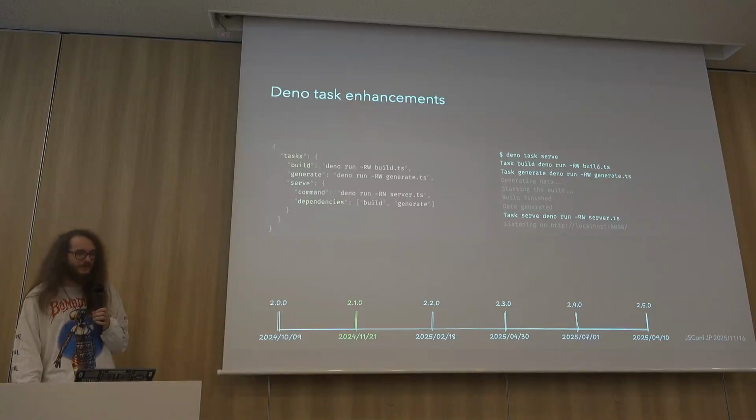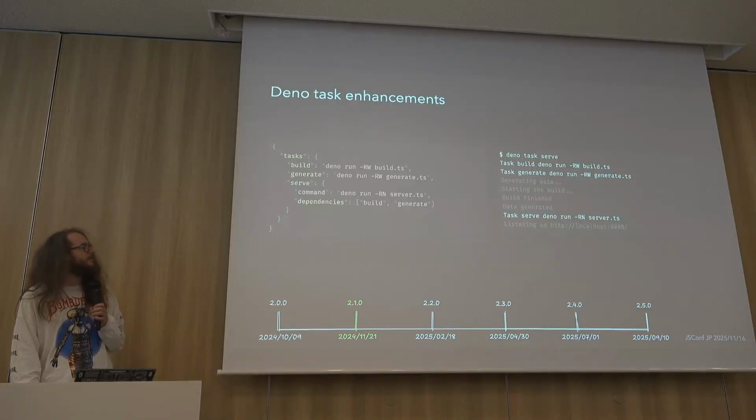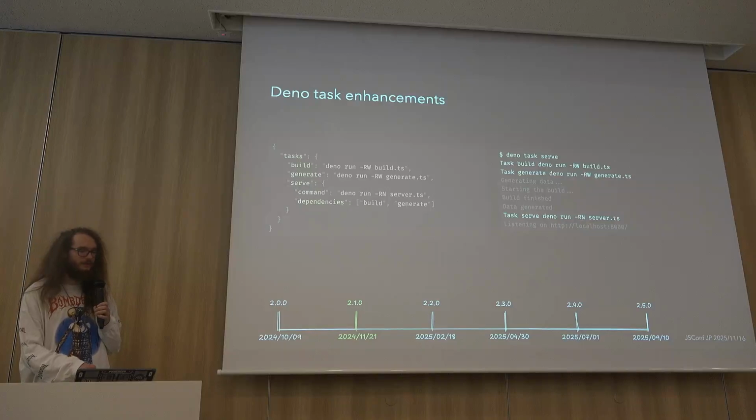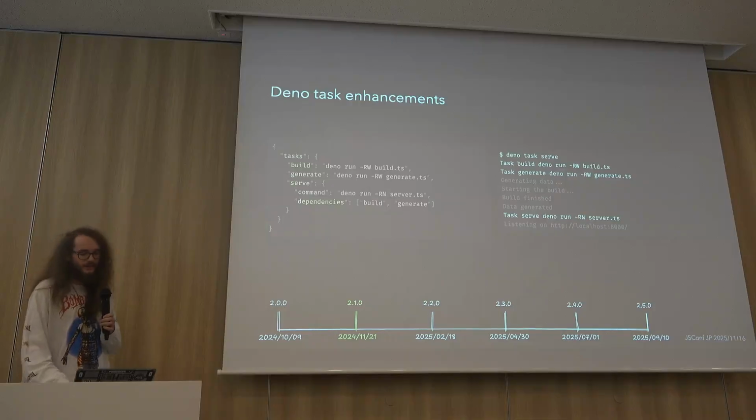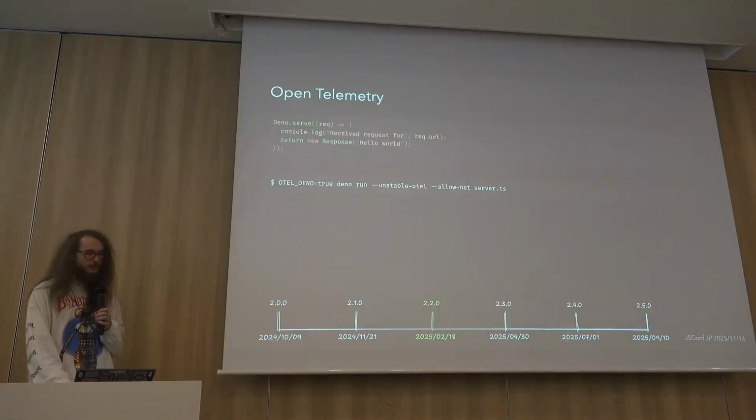It will try to parallelize dependencies if it's like a diamond shape. So let's say A calls for B and C, and B and C call for D. It will try to run B and C at the same time. And yeah, that's pretty much it for Deno 2.1.